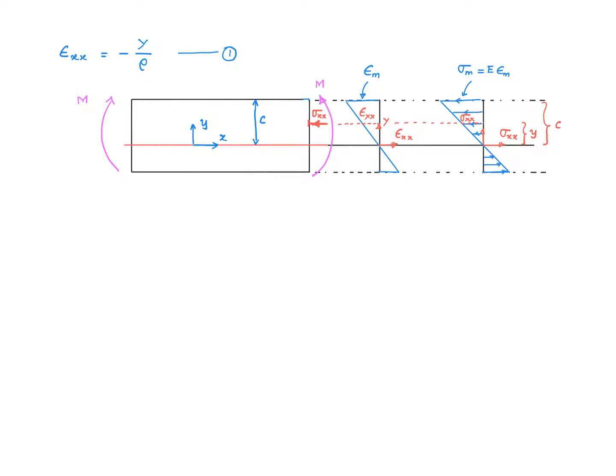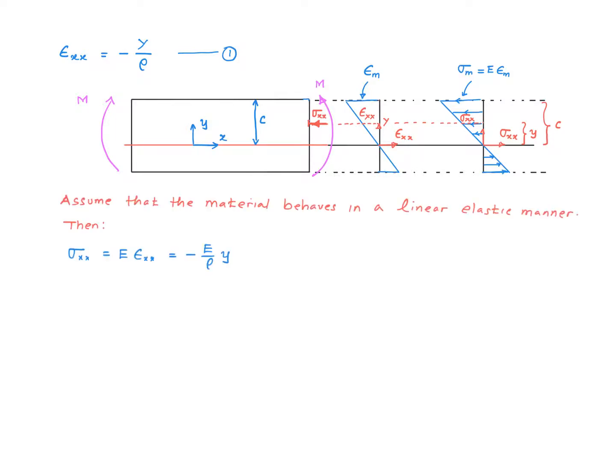Since rho, which is the radius of the neutral surface, is a constant, what this equation tells us is that the longitudinal strain epsilon xx varies linearly with y, right? It is 0 when y is 0. So if I were to plot this as a function of y, I'm going to get a straight line like this, right? And this straight line has a zero value here, and the maximum compression over here, and the maximum tension over here.